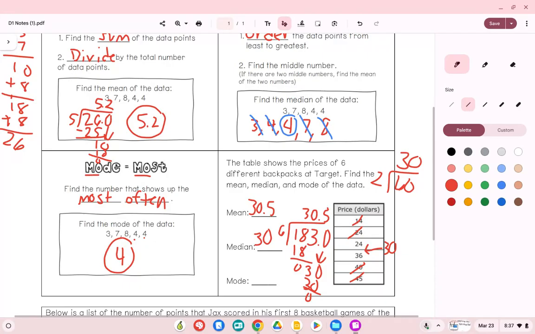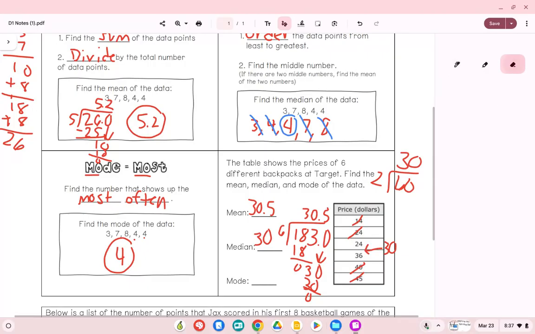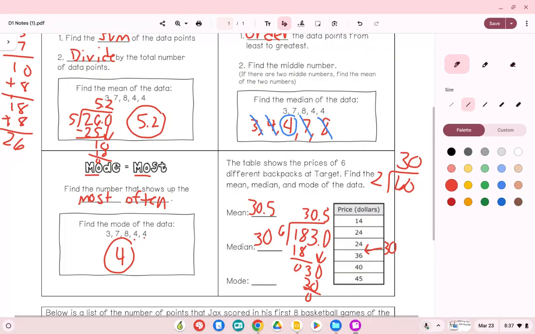All right, so the mean is 30.5, median is 30. The mode is the one that shows up the most often. Let me see. Looks like 24 is the only one that shows up more than once. So the mode is 24.